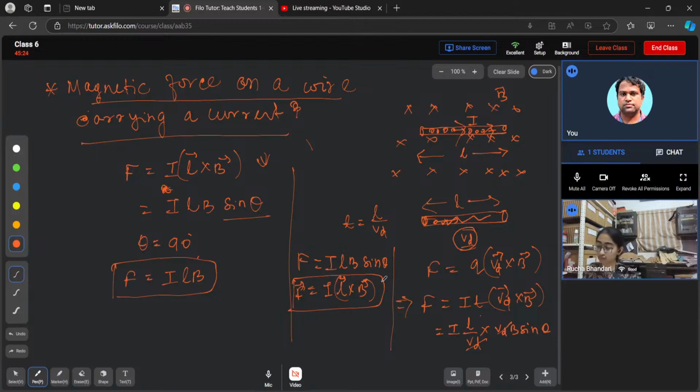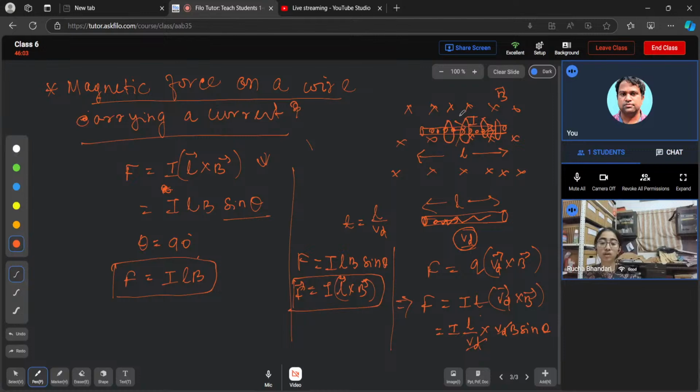So what is I L cross B? I L cross B is the force on the conductor. That means when current is passing through the conductor, it will create a magnetic field around itself, and that magnetic field will interact with the external magnetic field, that is B.